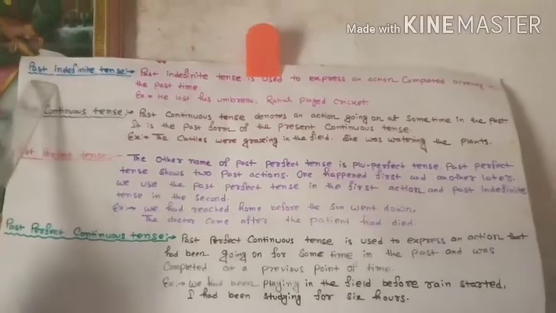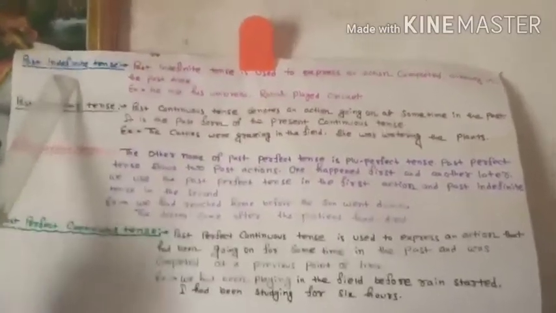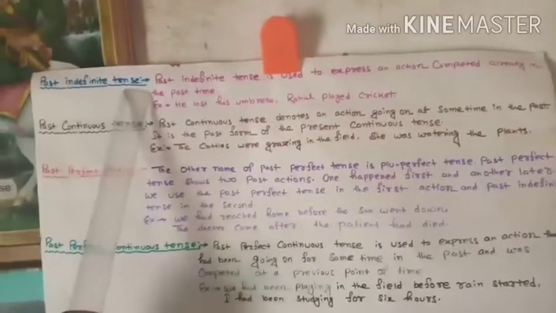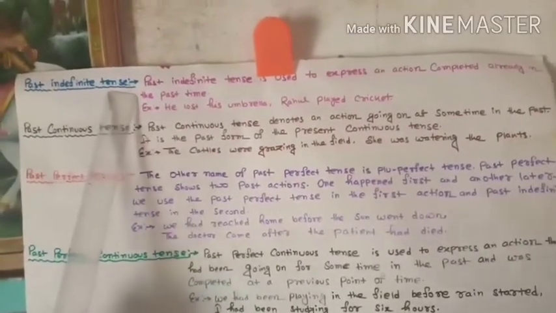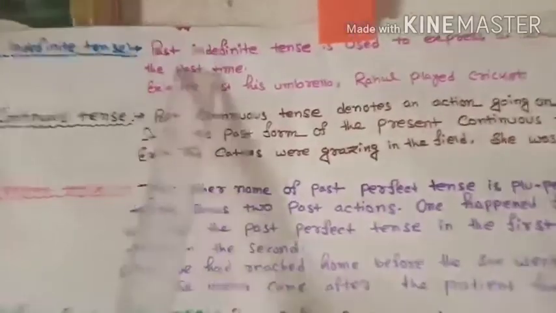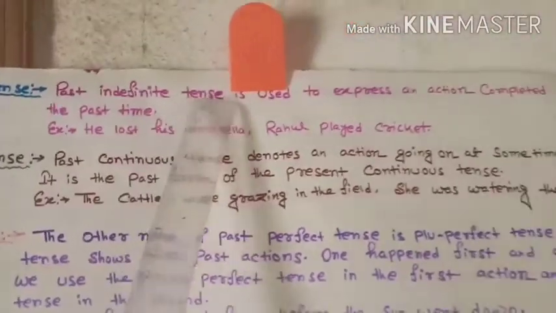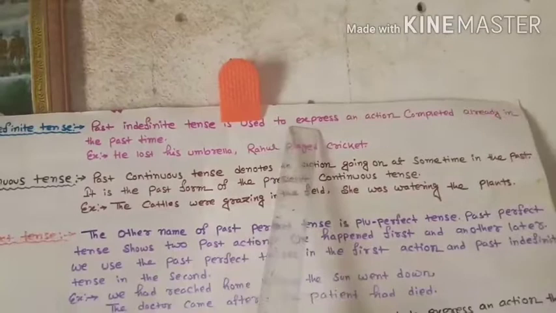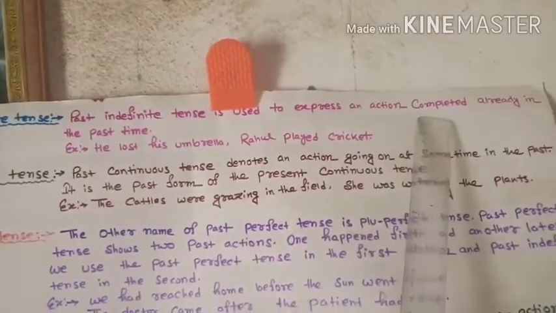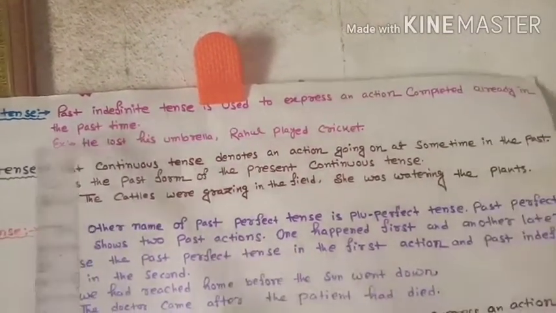Okay students, now look at here. It is past indefinite tense. We can see here it is past indefinite tense. So what do we mean by past indefinite tense? The definition is like this. Past indefinite tense is used to express an action completed already in the past time.